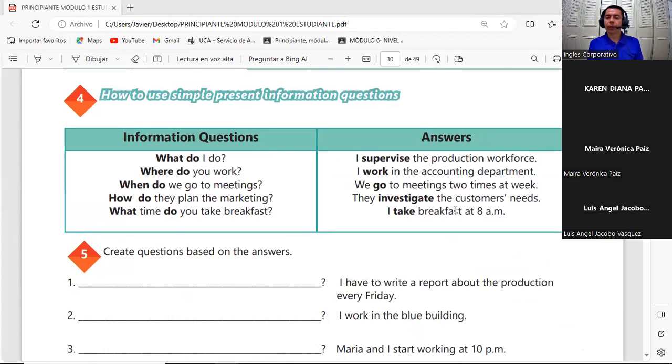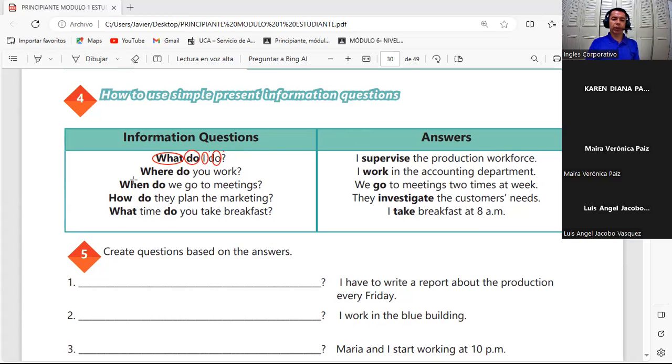Here, right? Okay. So we're going to start with the information questions. Remember, the information question has four parts, right? Number one, the information question word, right? Number two, the auxiliary. Number three, the subject. And number four, the verb, right?